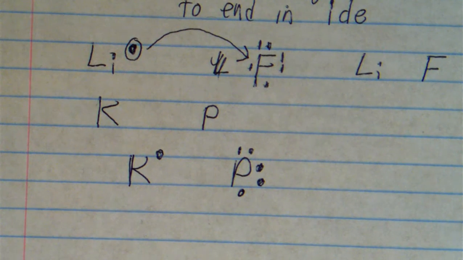All right, it is Tuesday, December 8th, 2020, Chemistry CP, period 6. We're trying to create random examples of ionic bonds.